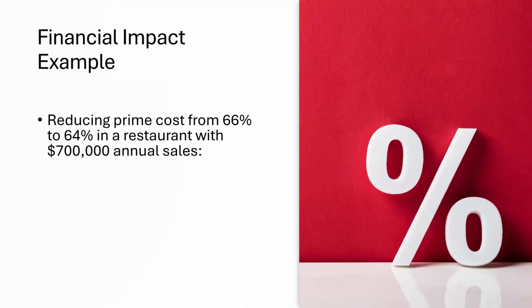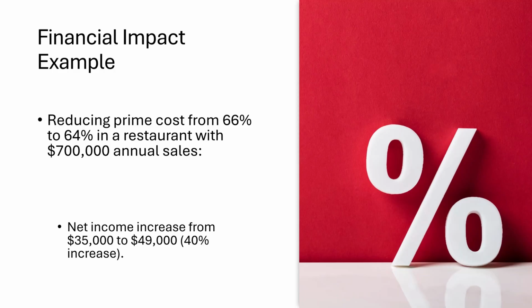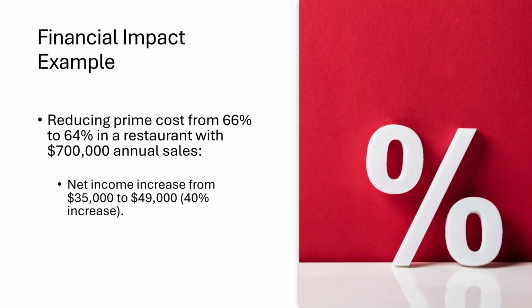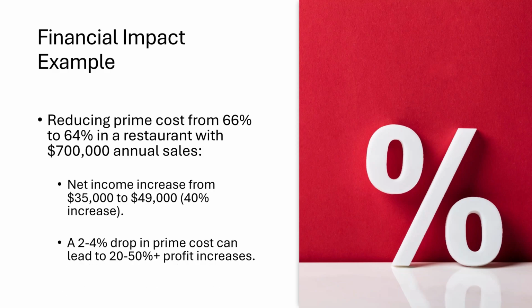The financial impact, really. Here's an example: reducing prime costs from 66 to 64% in a restaurant with only $700,000 in annual sales. So all we're talking about here is lowering it 2%, right? If we do that, there's a net income increase from $35,000 to $49,000. That's a 40% increase. So in reducing prime costs by 2%, we've increased net income 40%. A 2 to 4% drop in prime cost can really add up and increase your profit. So again, just want to make sure that we're looking over that.